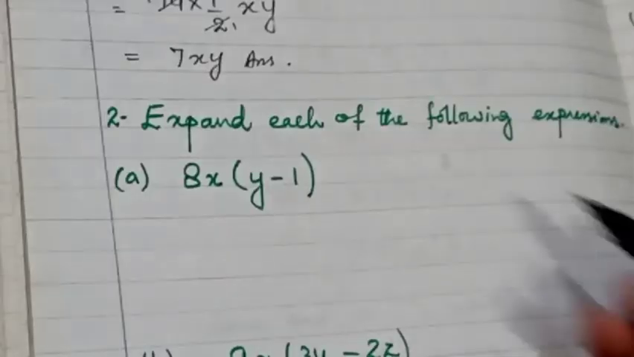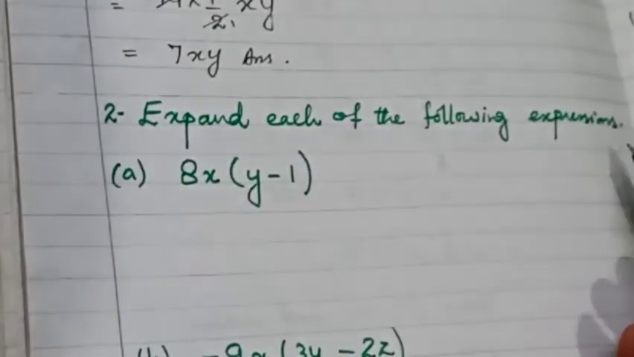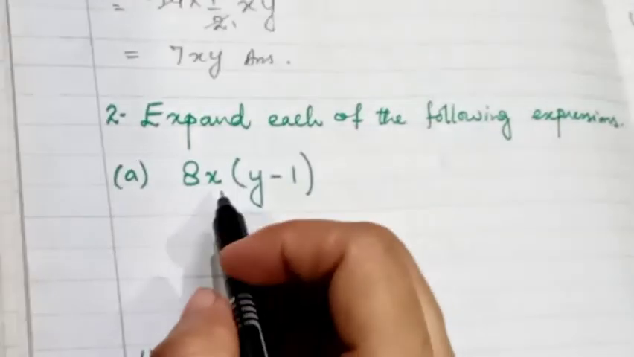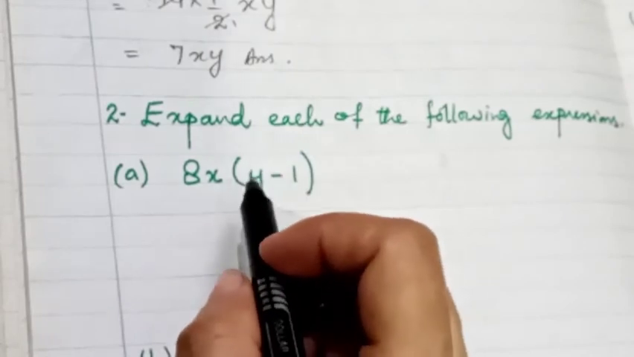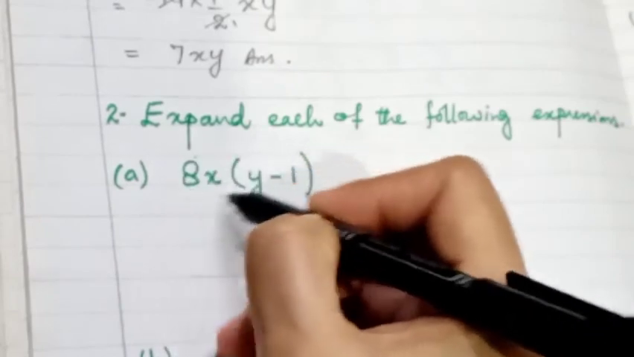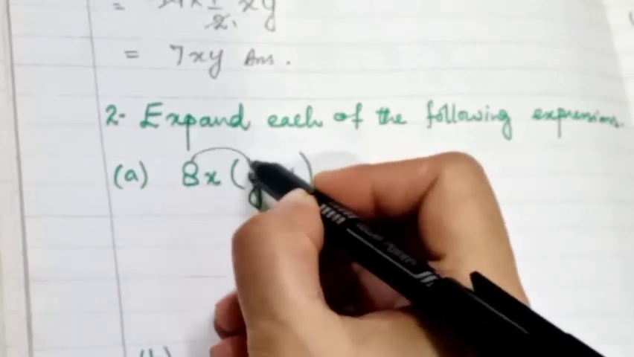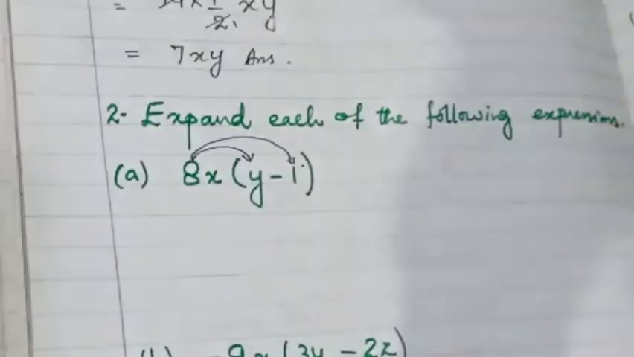Now I am starting question number 2 for you. Expand each of the following expression. In part A, we have to multiply 8x with y minus 1. Here we have to apply the distributive law. First we have to multiply this 8x with y, and then we have to multiply this 8x with minus 1.